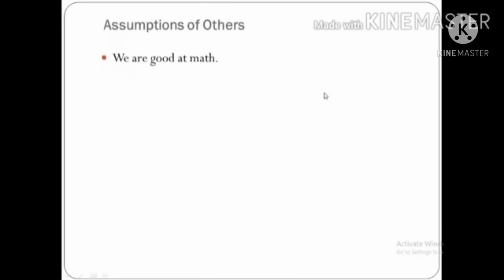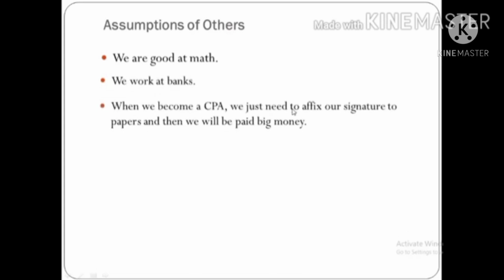The first one is we are good at math. They really think that we are really good at complicated math problems or formulas, or that all of us can compute mentally. Well, as per experience, when I was eating in a carinderia and the cashier asked me to compute the total amount that I and my friends should pay, I used a calculator. Another is that accountants work in a bank. Another misconception is that when we become a CPA, we just need to affix our signature to papers and then we will be paid big money.